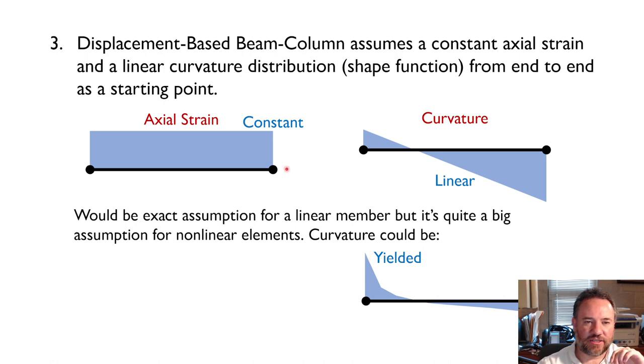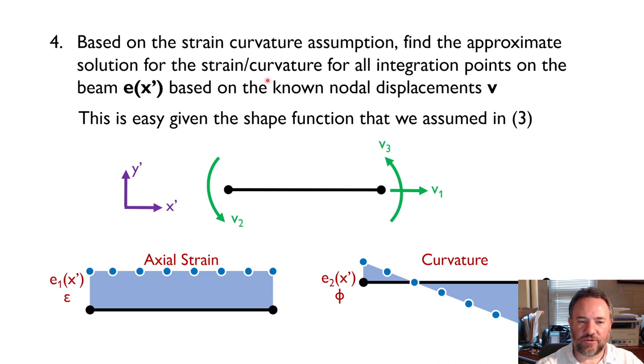Okay, so now it has figured out axial strain and curvature distribution, which again were based on the axial deformation and the rotations at either end. So it comes up with axial strain and a curvature distribution. Okay, so then we know that we have integration points. Each of these blue dots represents an integration point. We might have a few of those, we might have more of those. We get to define how many integration points there are. So based on the strain curvature assumption, uniform axial strain, linear curvature, find the approximate solution for the strain and curvature for all integration points on the beam based on the known nodal displacements.